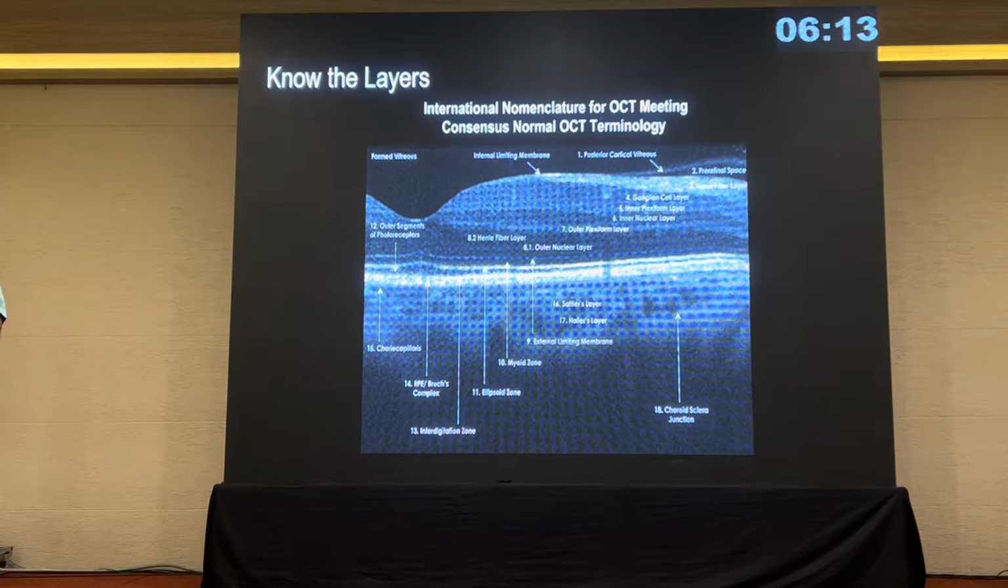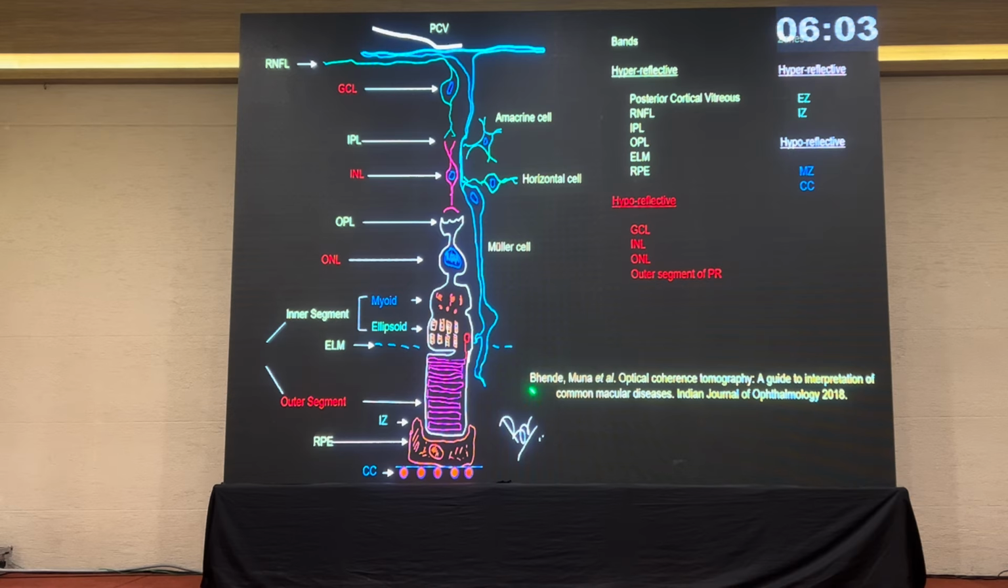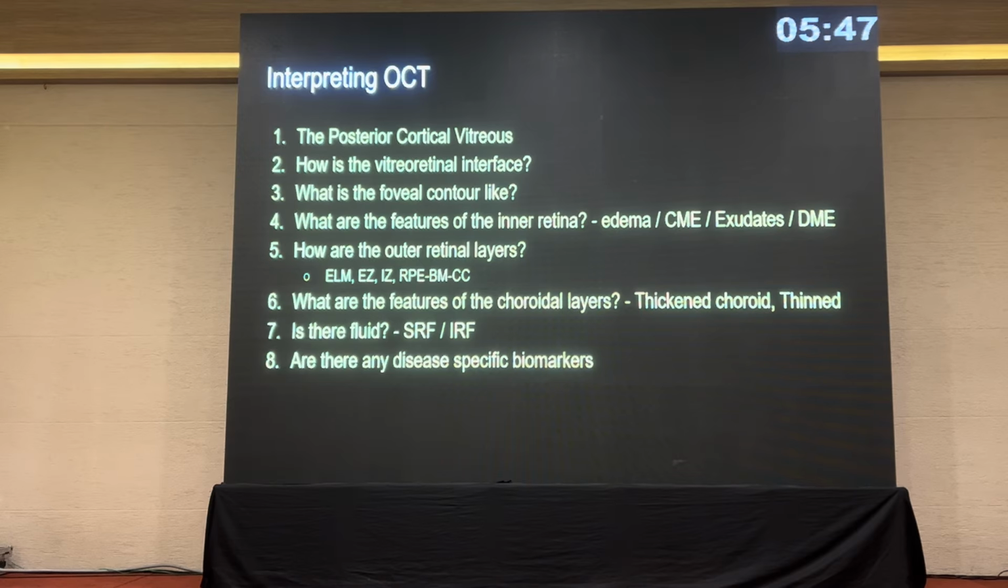And when you start naming those layers, make sure you keep abreast of the current terminology. This is the current terminology that we are now using. And I would recommend this article by Dr. Bunabende, which tells about all these layers. But to summarize, the retinal nerve fiber layer and the other synaptic layers are hyperreflective, whereas the cellular layers, the ganglion cell layer, inner nuclear and outer nuclear, are hyporeflective.